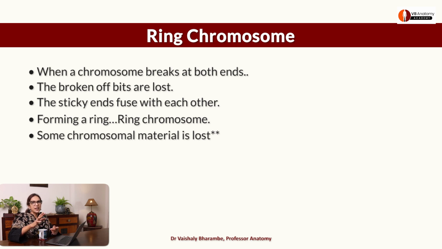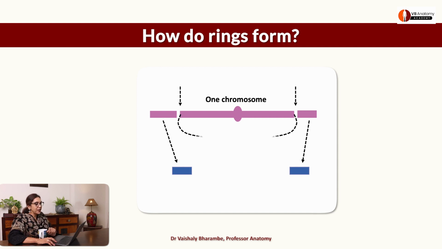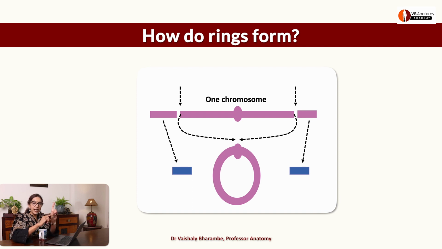You must be thinking, ma'am, I didn't understand. Let's take a look at the image to understand. So can you see one chromosome here? Can you see two breaks? The two distal bits are lost and the chromosome bends on itself to unite to form a ring chromosome. That's how ring chromosomes are formed. So now instead of being a rod-like structure, it's a ring-like structure.